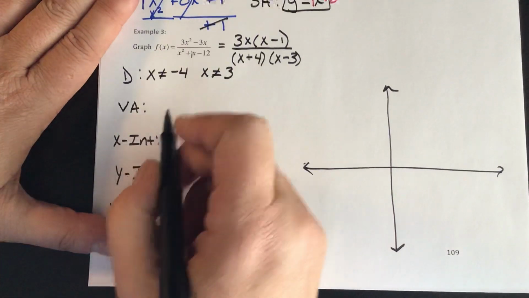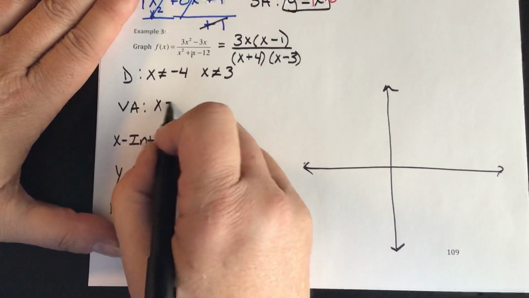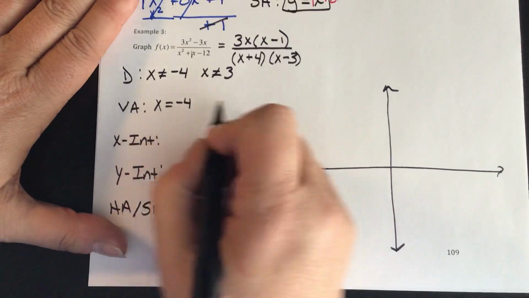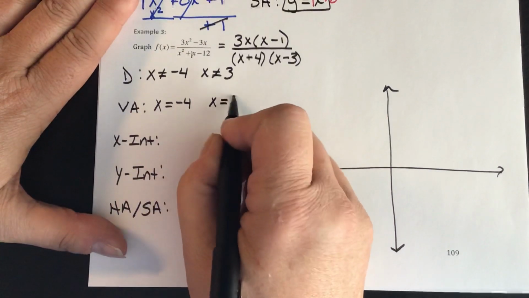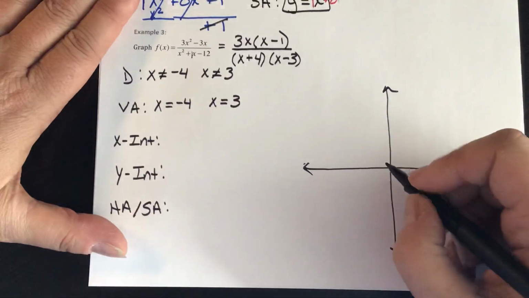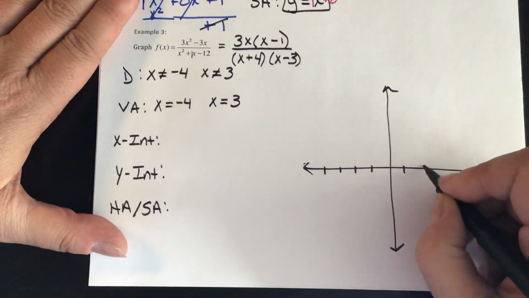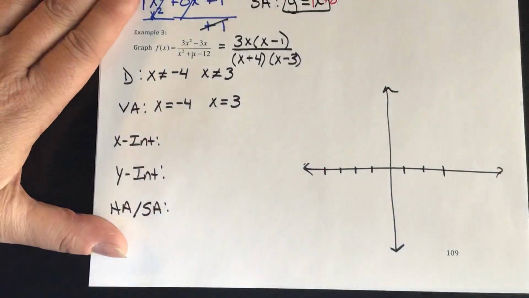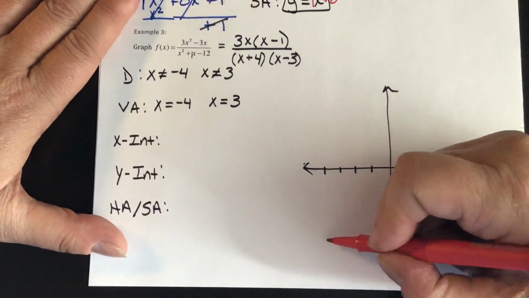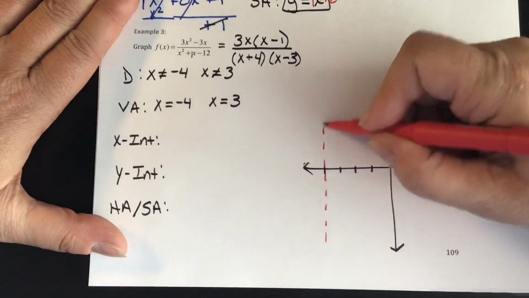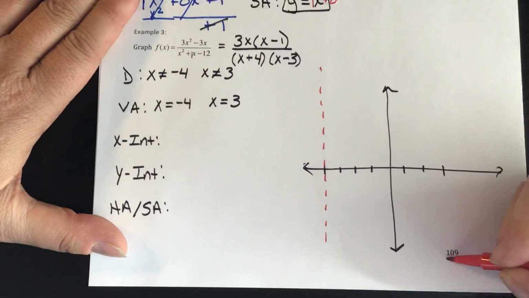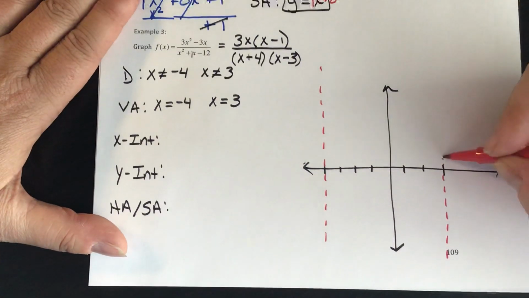And that's where my vertical asymptotes are. So I have vertical lines at x equals negative 4 and x equals 3. So if I put those in, x is negative 4, that's this one. X equals 3 is right here.